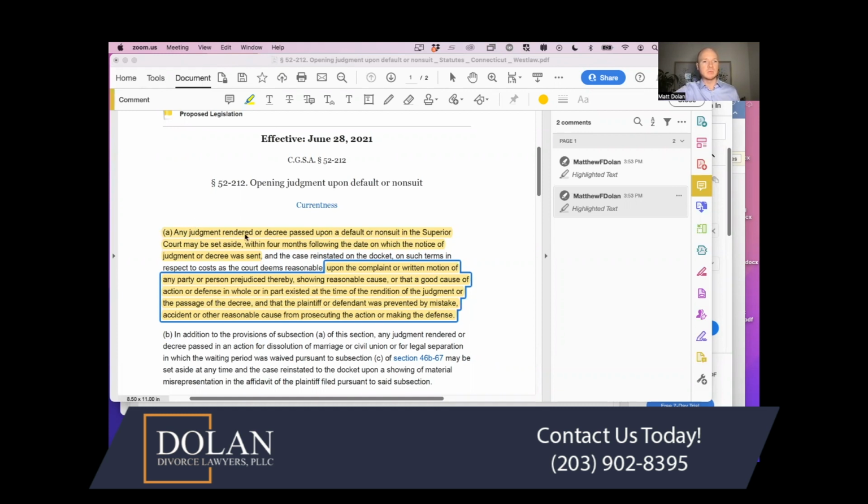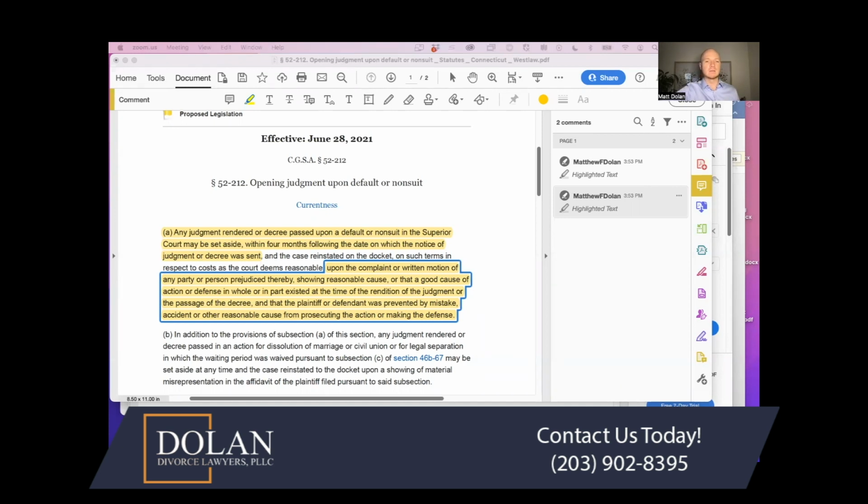So it says that any judgment rendered or decree passed upon a default or non-suit in the Superior Court may be set aside within 4 months following the date on which the notice of judgment or decree was sent. Upon the complaint or written motion of any party or person prejudiced thereby showing reasonable cause, or that a good cause of action or defense in whole or in part existed at the time of the rendition of the judgment or the passage of the decree, and that the plaintiff or defendant was prevented by mistake, accident, or other reasonable cause from prosecuting the action or making the defense.